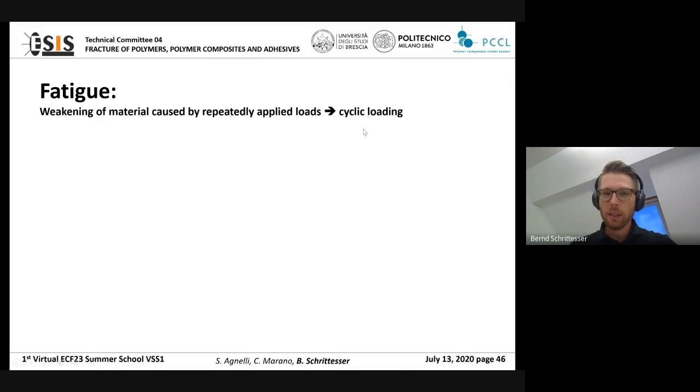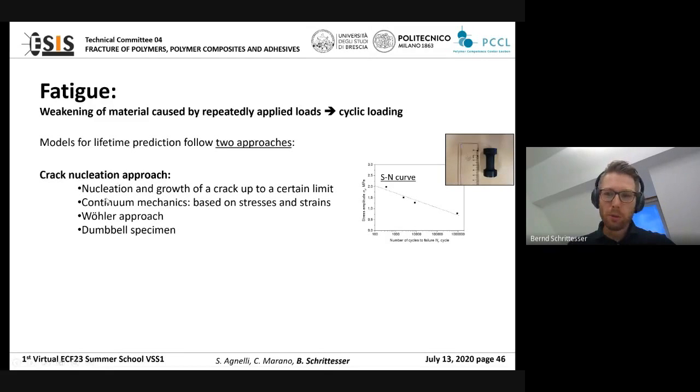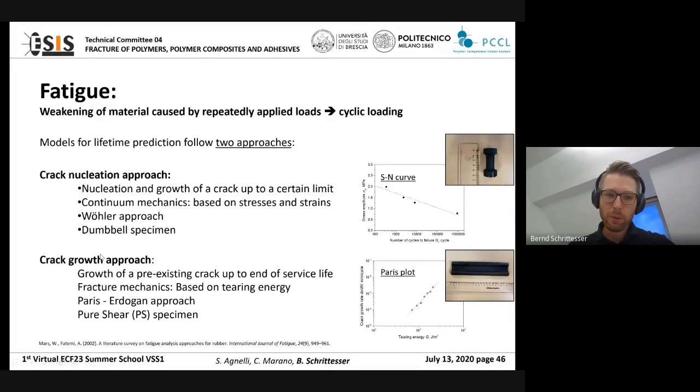When we talk about cyclic loading, we have two different approaches which we can follow. First is the crack nucleation approach, where we have some sample specimens and we produce curves where the stress amplitude depends on the number of cycles to failure, and we have these nice Wöhler lines. The second approach is a crack growth approach, where we have a pre-existing crack in the material, which is notched before the test, and then we produce these Paris plots, where we have the crack growth rate depending on the tearing energy. In this presentation, I will focus a little more on this Paris plot.